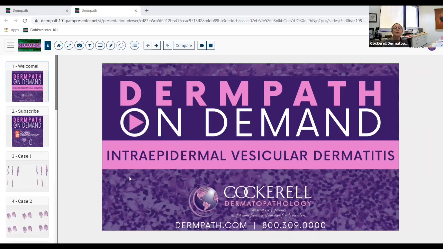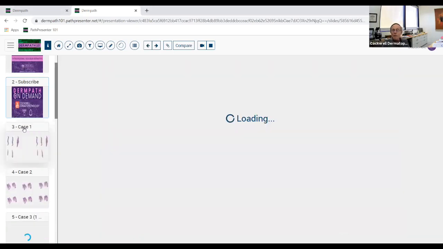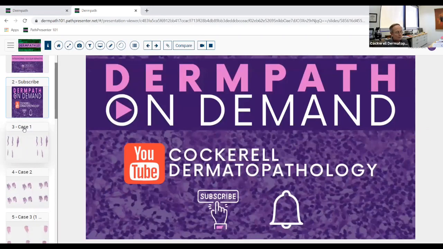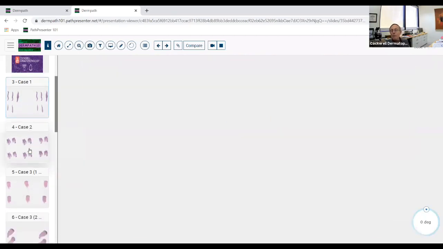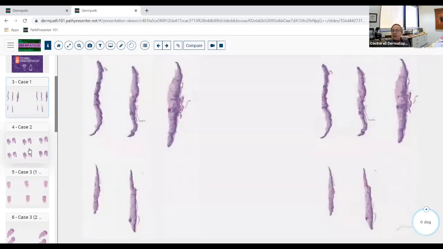I presume you can. We're going to talk today about intraepidermal vesicular dermatitis. And just like last time we talked about subepidermal blisters, there's a couple of different ways of getting this as well. The three classic ways of getting intraepidermal blisters are by acantholysis, where the cells basically fall apart from one another.